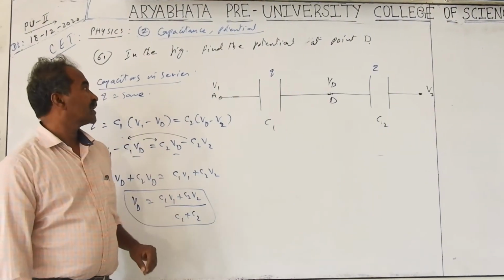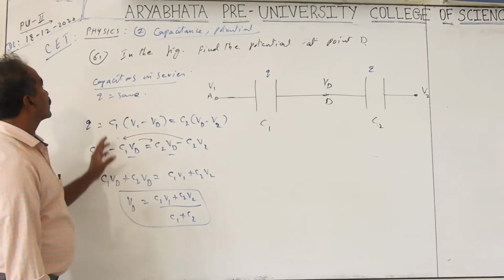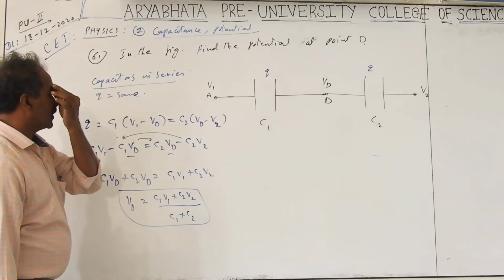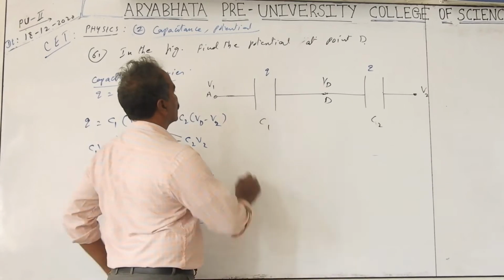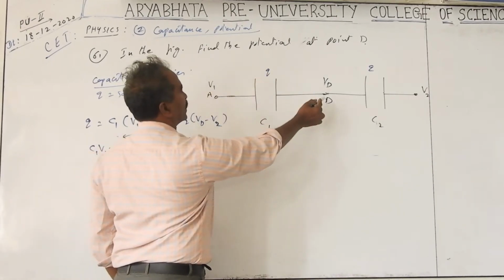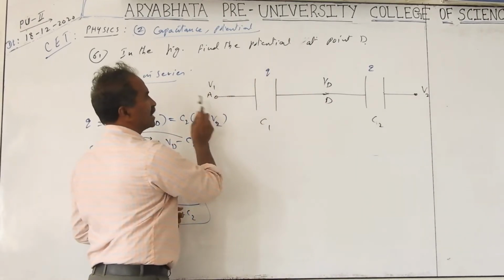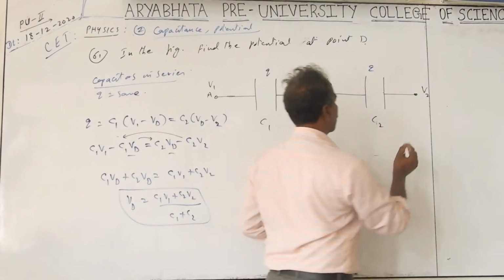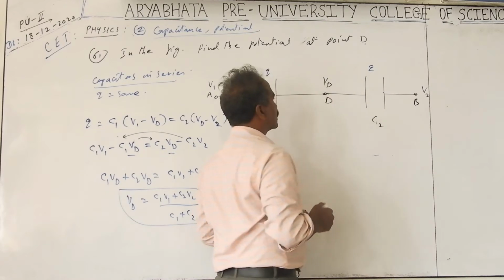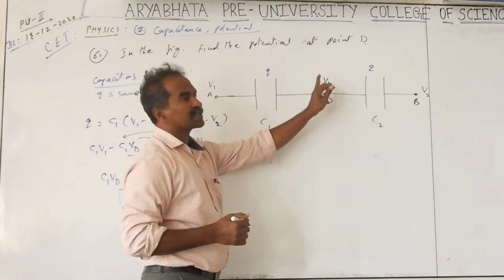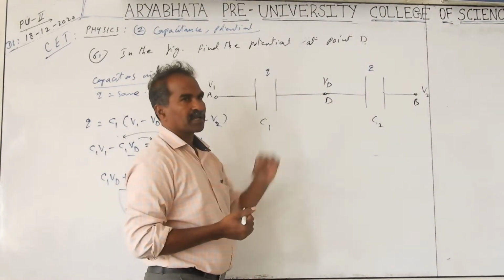Good morning, friends. Next problem in the CET question is 61. You are given a diagram. There are two capacitors in series, C1 and C2, and we have to find the potential at point D. You are already given the potential at A as V1 and the potential at B as V2. You are asked to find the potential at the midpoint between the capacitors, that is, at point D.